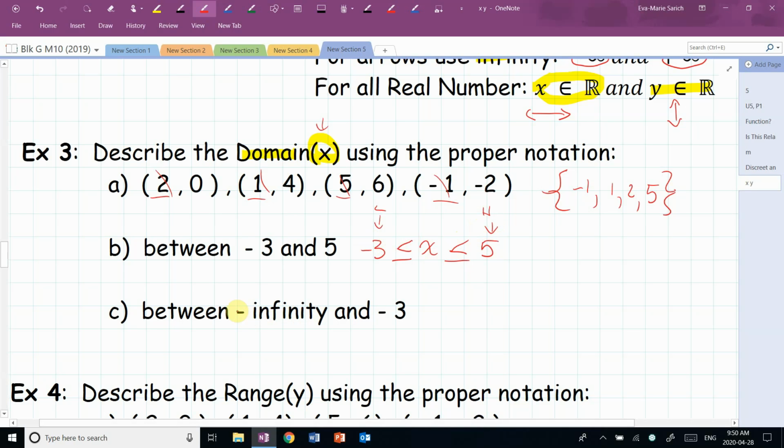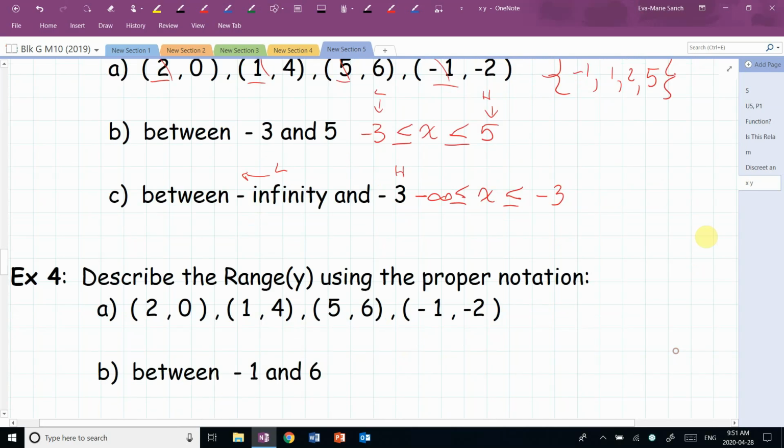Let's look at the third example here. It says negative infinity. Okay, so negative infinity means that it's going to have an arrow going on to the left forever, and its highest value then is going to be the -3. So this is the lowest and this is the highest. So x is going to be between these two values. So x is going to be less than or equal to the -3, but greater than or equal to negative infinity.